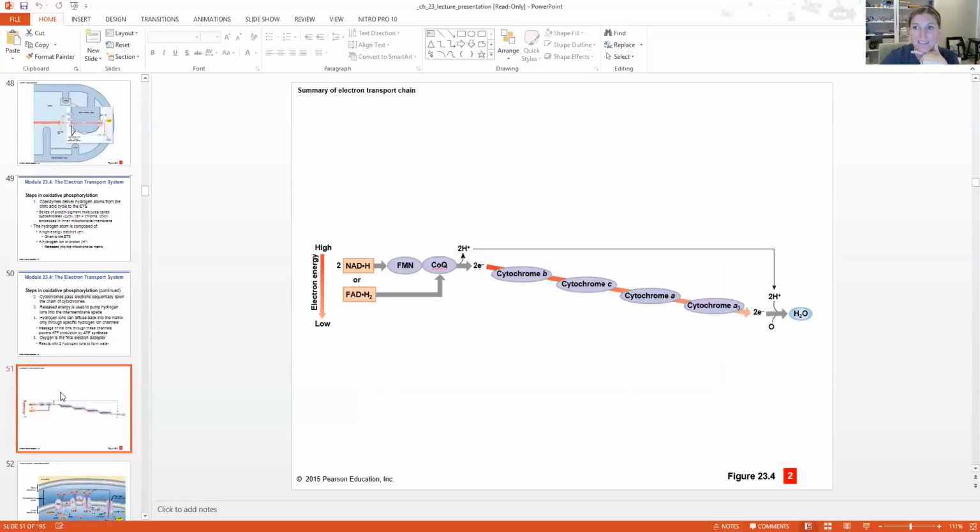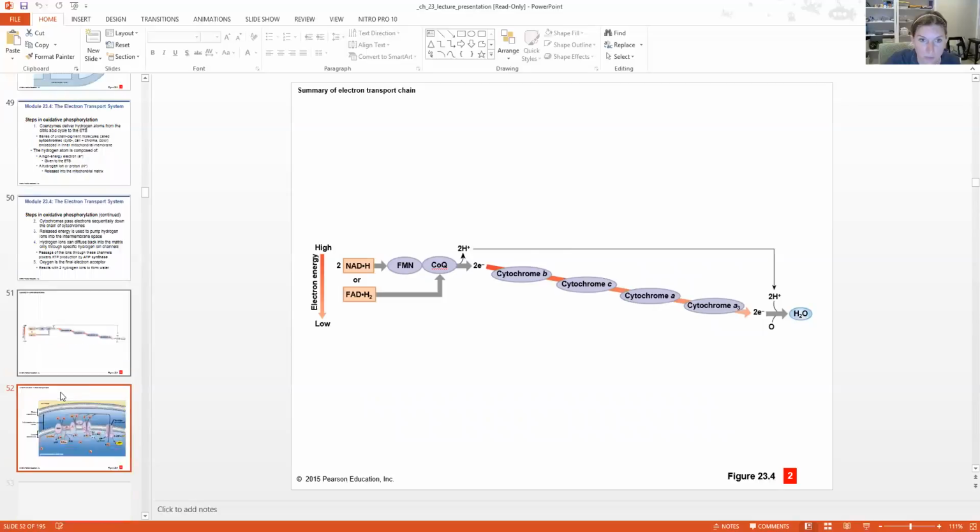Here are those specific cytochromes, B, C, A, and A3. They were all just discovered at different times, which is why they're kind of labeled out of order. But you'll see here we have NADH and FADH2. NADH binds to a product called FMN, and FADH2 binds to coenzyme Q. Either way, the protons are pumped one way, the electrons are pumped the other way through those cytochromes, and at the very end, oxygen and hydrogen come back together to create water.